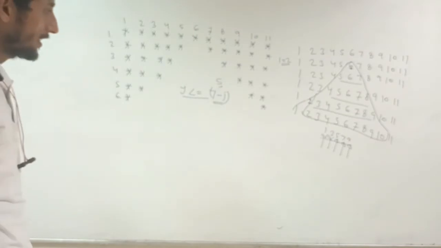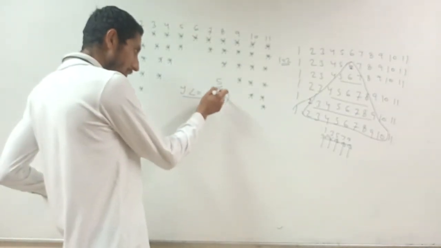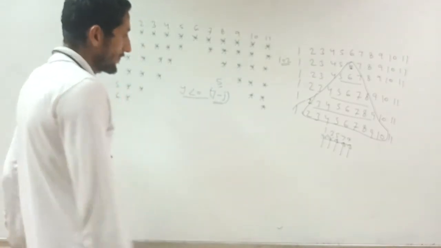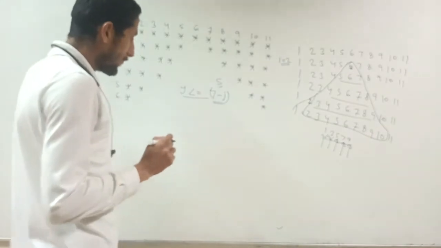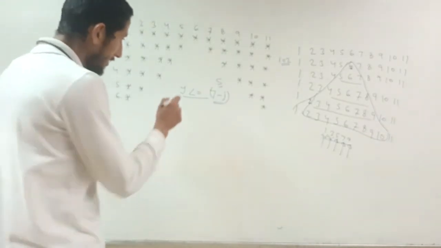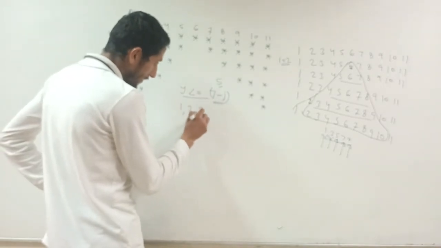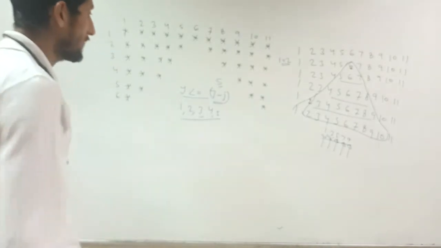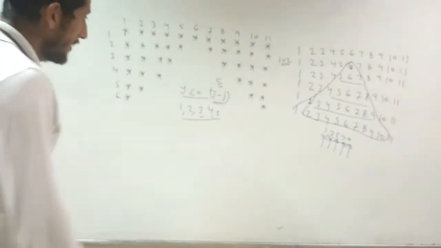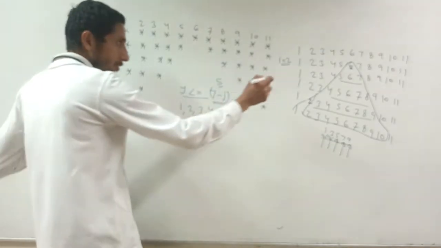Please pay attention. If I write 7 minus i, what is the value of i? Sorry, the value of i is 2. 7 minus 2 becomes 5. So the condition becomes true, and the value of j will be 1, 2, 3, 4 and 5. Are you following this one? If I write the logic 7 minus i and the value of i is 2 for row number 2, let's say.